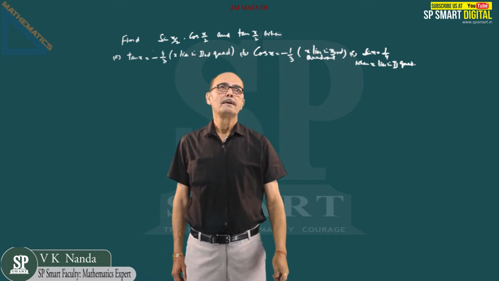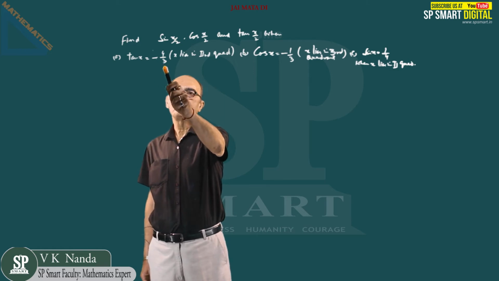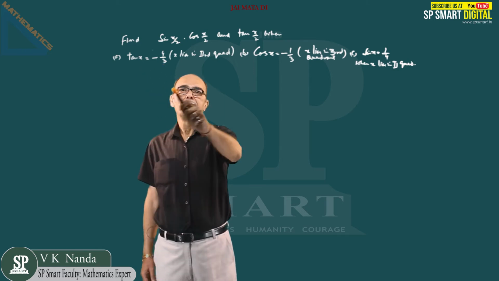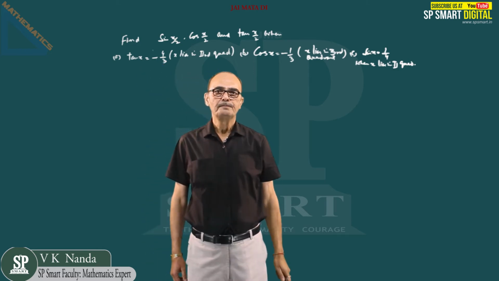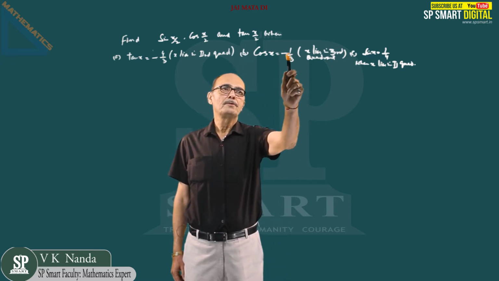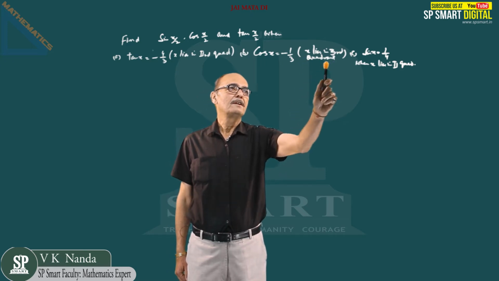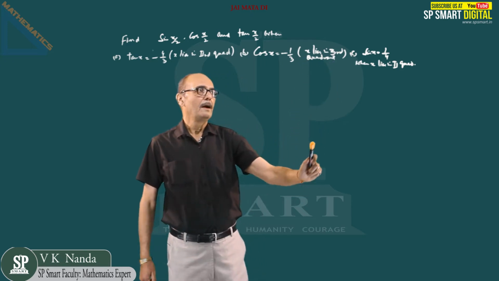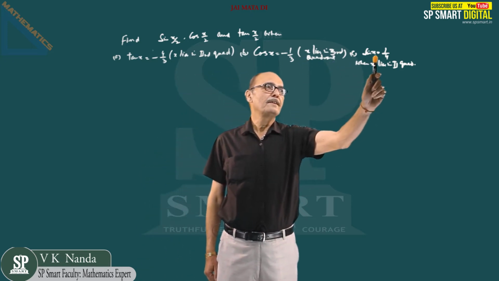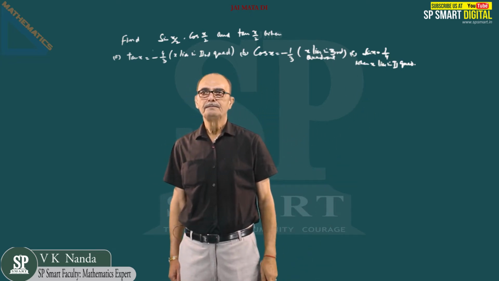So, here the problem is: find sin x by 2, cos x by 2 and tan x by 2 when tan x is given to be equal to minus 4 by 3 and this angle x lies in the second quadrant. In the second part we have cos x equal to minus 1 by 3, x lies in the third quadrant, and the third part is sin x equal to 1 by 4 when x lies in the second quadrant.